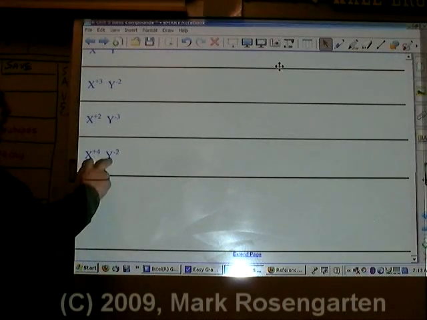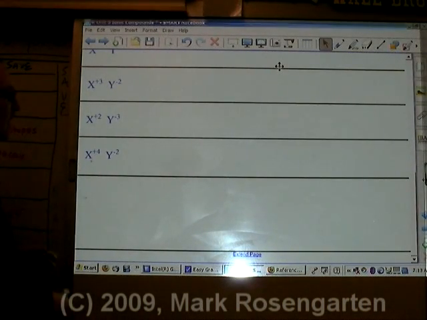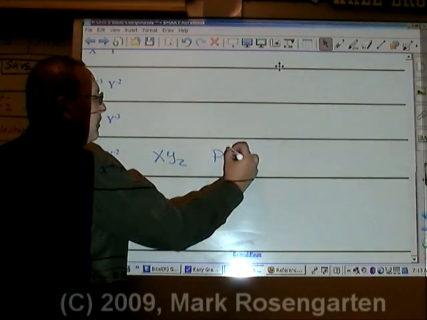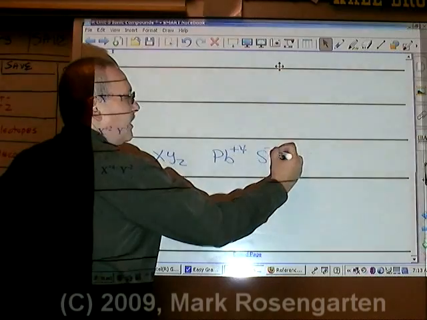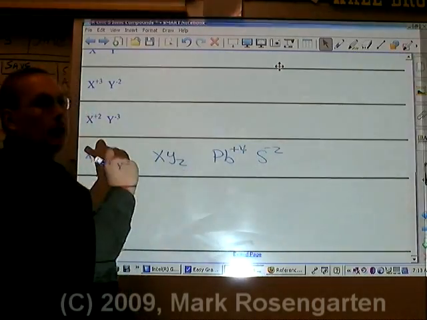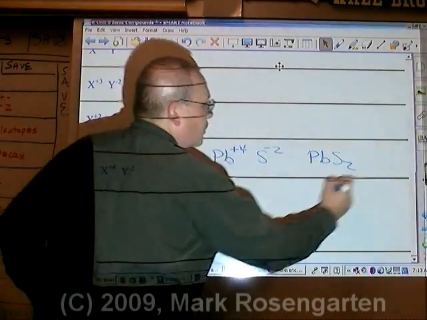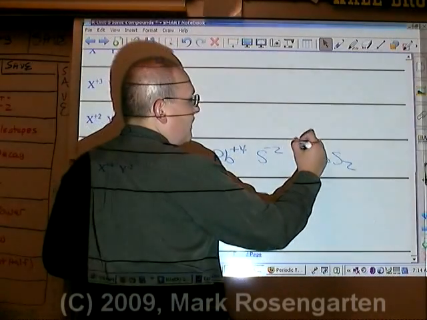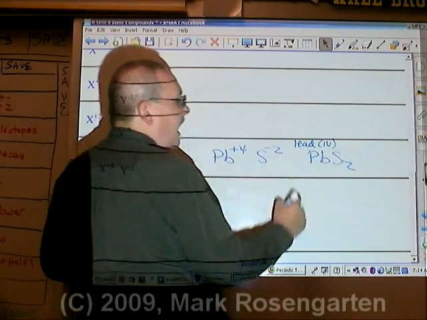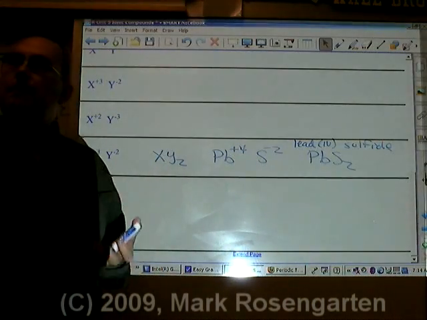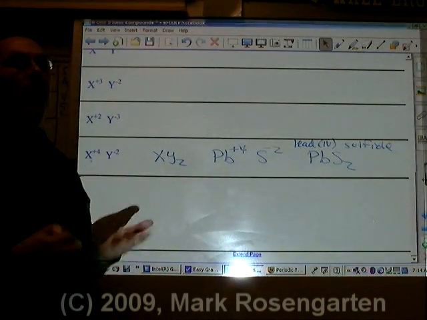For our last example, we have +4 and -2. Well, that's easy. It takes 2 -2s to cancel out a +4. That's a simple one. So that would come out to XY2. For example, Pb +4 and S -2. We would need 2 -2s to make -4, which is what cancels out a +4. PbS2. Lead is either +2 or +4. Since this is the +4 version, we call this lead 4. And S -2 is called sulfide. And those are the basics of formula writing and naming ionic compounds.